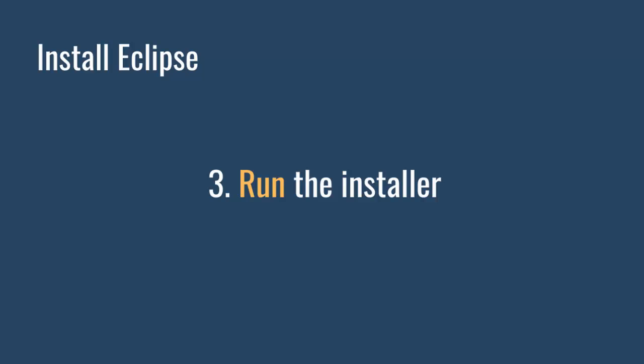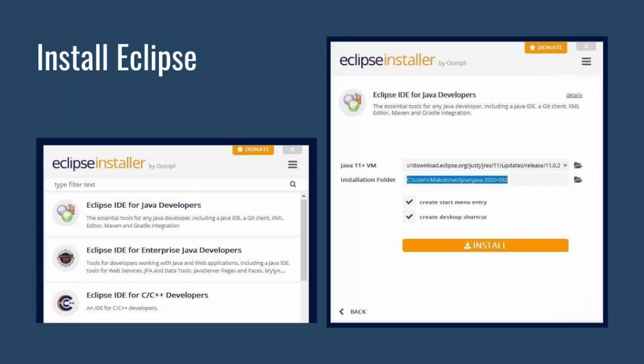Run the installer. You can see the Eclipse installer dialog. There are some choices in the dialog. Here, we choose the Eclipse IDE for Java Developers. You can see the installation folder and the options to create a shortcut and menu. Change them if you want. After that, click the install button.